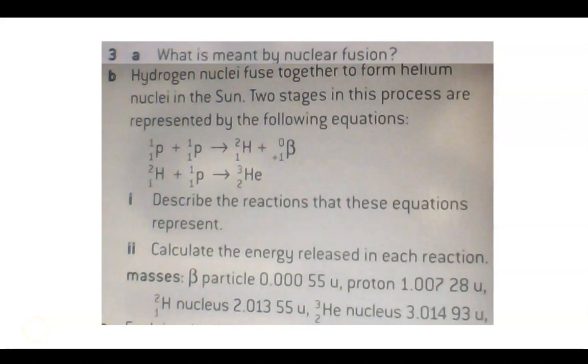Hydrogen nuclei fuse together to form helium nuclei in the Sun. Two stages in the process are represented by the following equations. Part 1: describe the reactions that these equations represent. Part 2: calculate the energy released in each reaction, where the masses of the various particles, a beta plus, a proton, hydrogen 2, and a helium 3 nucleus, are provided.